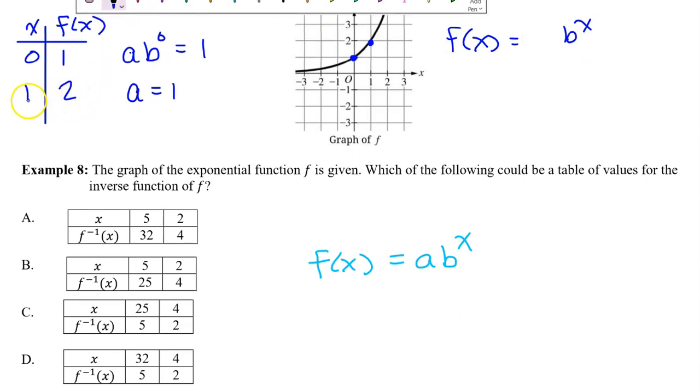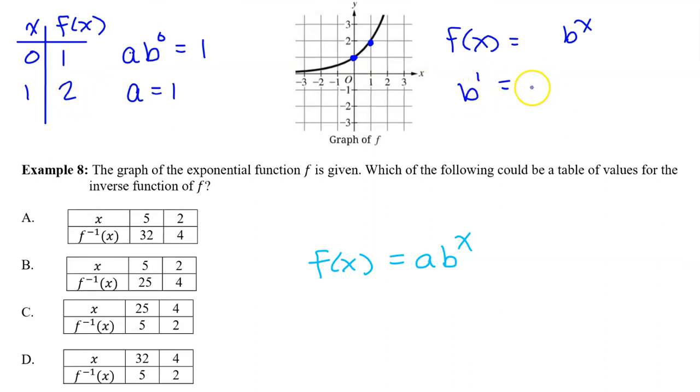If I plug in 1 for x, I should get 2 for f of x. So that means b to the 1 power is going to equal 2. Well, b to the 1 power is just b. So we really just found that b is equal to 2. So that means f of x is 1 times 2 to the x power. In other words, f of x is 2 to the x power.